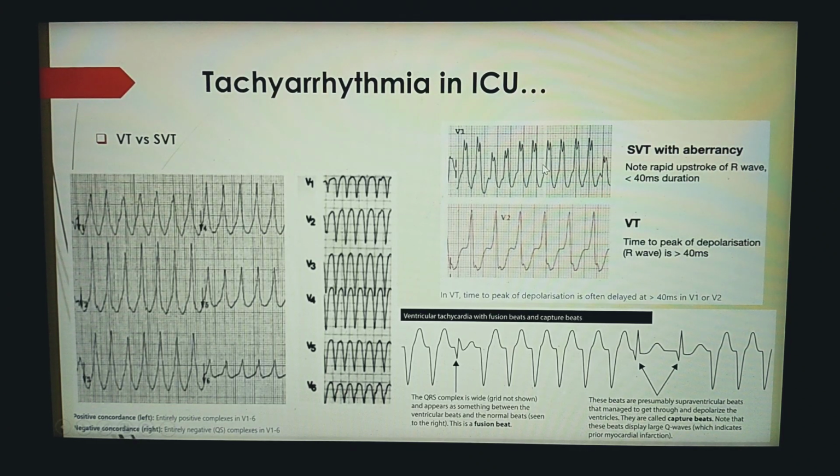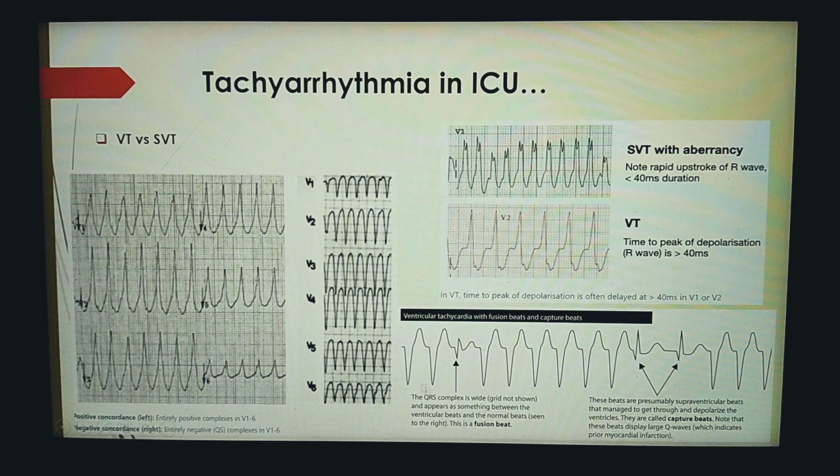So this is supraventricular tachycardia with aberrancy. There is an M pattern, there is block, supraventricular with block. That's why the QRS complex is a bit wide. And here this is truly ventricular tachycardia.